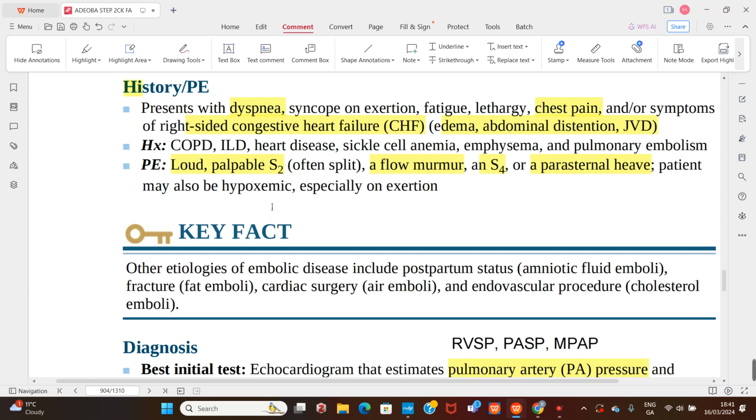You know, wide splitting, loud S2, and a flow murmur. So this murmur is called the Graham Steell murmur. This murmur is very common in people with mitral stenosis as a cause of the pulmonary hypertension. So, mitral stenosis causing pulmonary hypertension, what category is that going to fall into? Anybody? Mitral stenosis. Group 2. Yes.